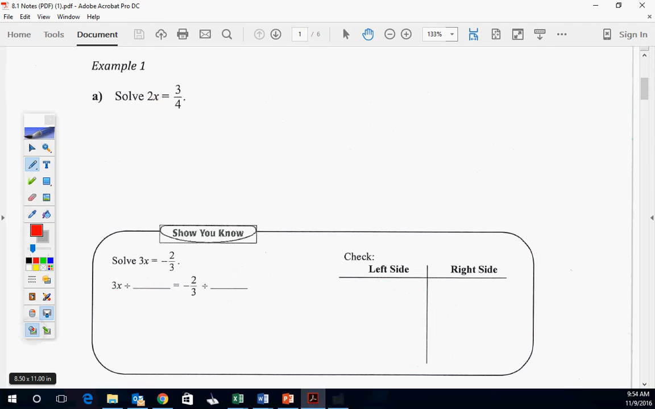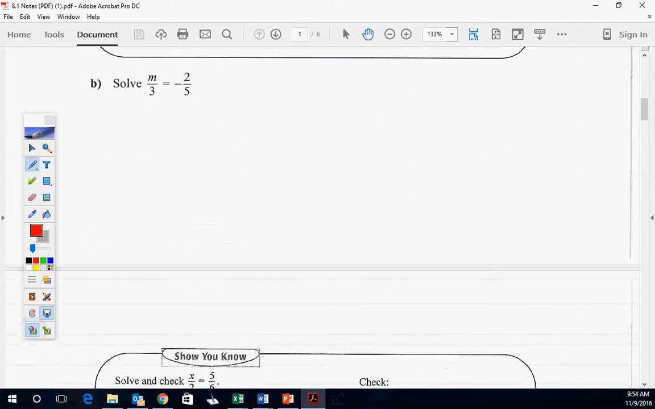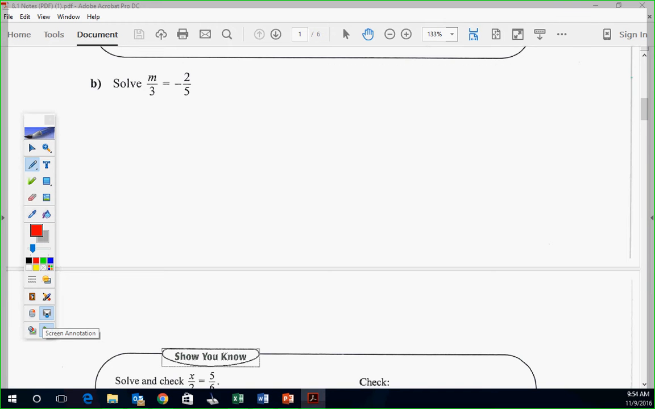Everybody good? All right, so this one here. M over 3 equals negative 2/5. How do we get rid of the 3? This is the most common mistake. Multiply by 3. M over 3 means M divided by 3. So we have to get rid of the 3 with multiplication. I like to slide a 3 there and slide a 3 there. That makes that cancel.